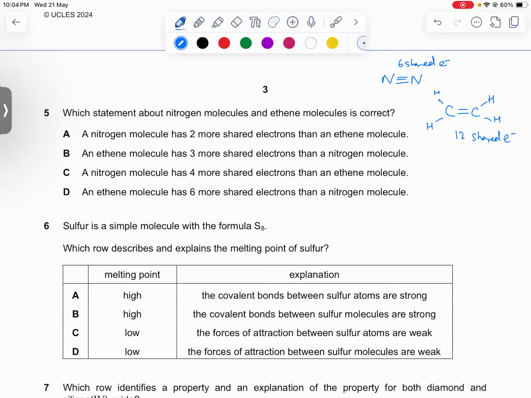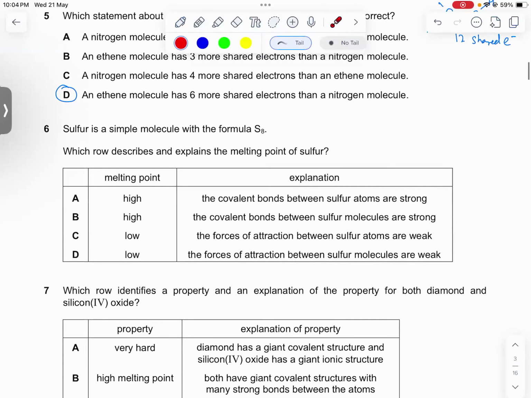All right, so let's see, a nitrogen molecule has 2 more shared electrons. Then that is not true. An ethene molecule has 3 more shared electrons. No, it does not have 3 more shared electrons, it has 6 more shared electrons. So we can see that the correct answer is option D, right? Yeah. Next question.